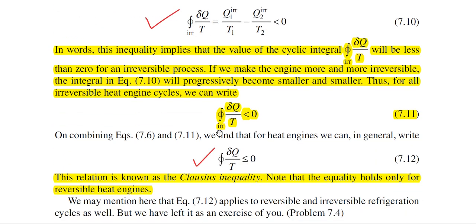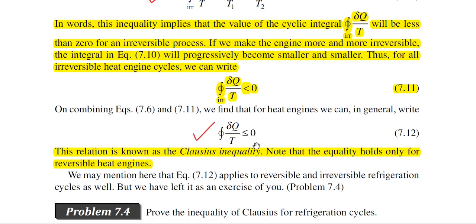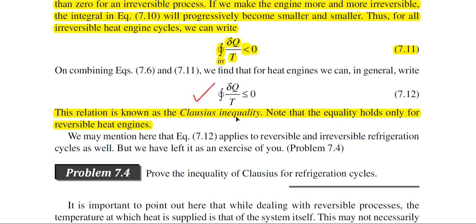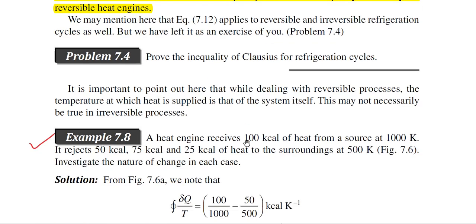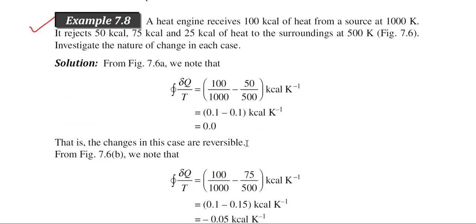So for an irreversible process, the closed integration of delta Q by T is less than 0, whereas for a reversible process it is equal to 0. Simultaneously, this formula is expressed as less than or equal to 0, where the equal sign is for the reversible process and the less than sign is used for the irreversible process. For this formula, I will discuss one numerical problem.